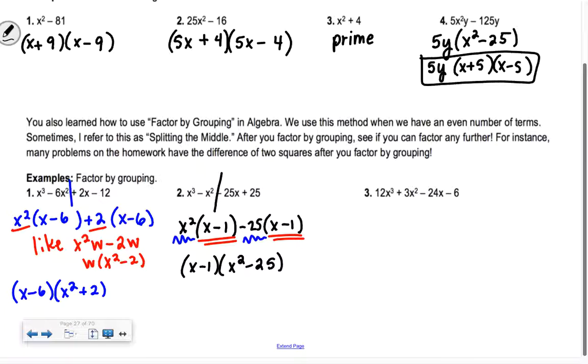All right, so now this continues because now we have the difference of two squares. So we're still going to have the x minus 1 out front, but now the x squared minus 25 factors as x plus 5 times x minus 5. And again, you could write x minus 5 times x plus 5. It doesn't matter. And that's our answer.